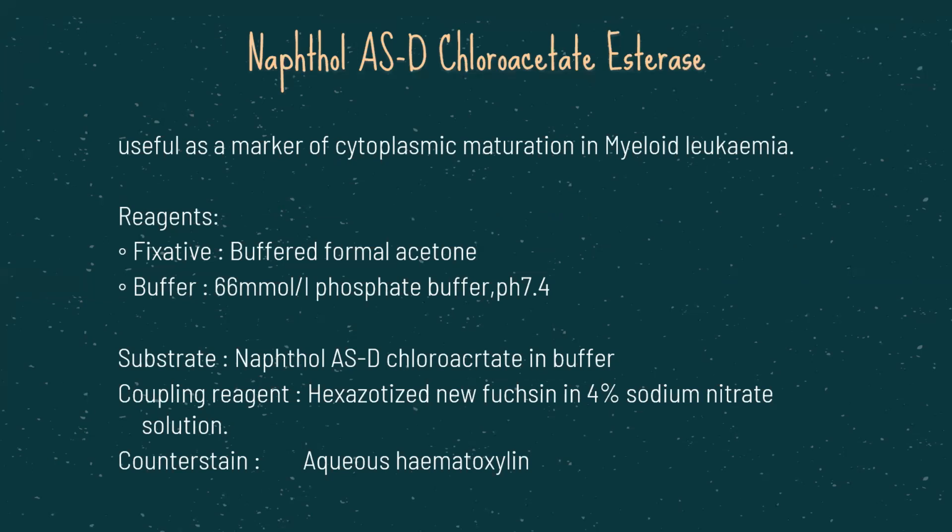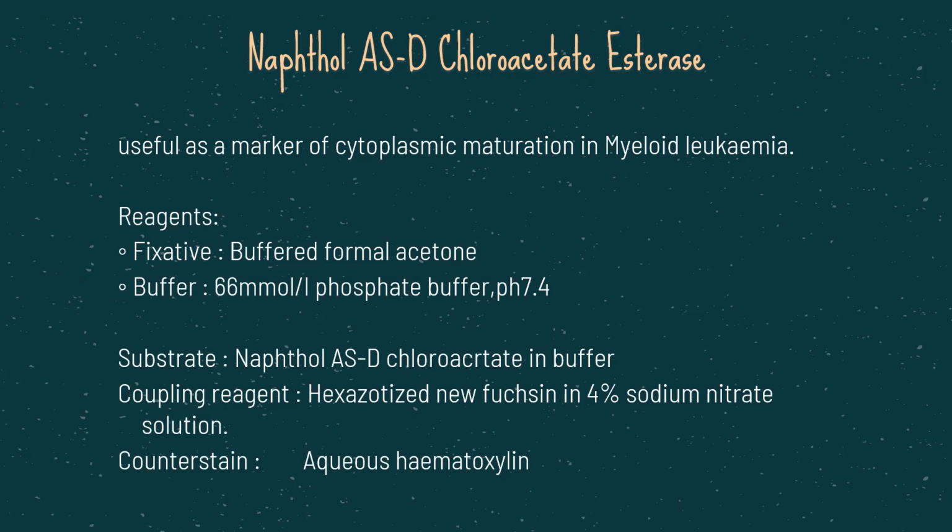Okay. First type of esterase we have is naphthol chloroacetate esterase. So this is a useful marker of cytoplasmic maturation in myeloid leukemia. Okay. So reagent, we have this one. Substrate natin naphthol is the chloroacetate and buffer. And then using a counter stain na aqueous hematoxylin. Okay? So this one is positive for myelocyte, promyelocyte, metamyelocyte, and bond cells.